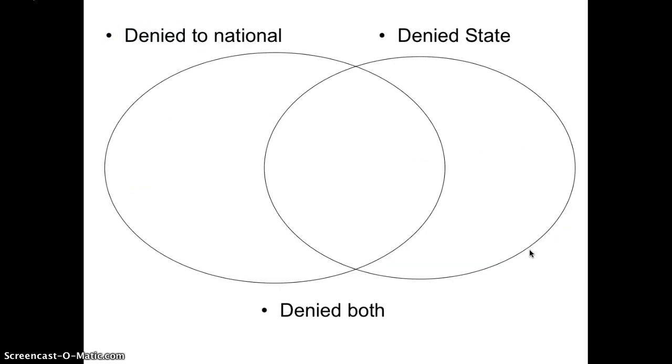Then there's some things that are denied to the national government, to the state government, as well as denied to both. We'll start with denied to the states. States are not able to tax the government. If you ever see a license plate on a federal vehicle, right there on the license plate it says tax exempt. That is because the states are not allowed to tax the government. States can also not tax a separate import or export tax.